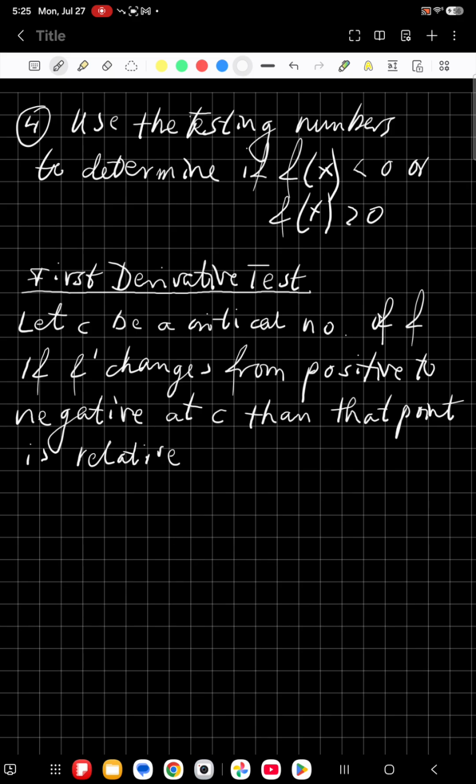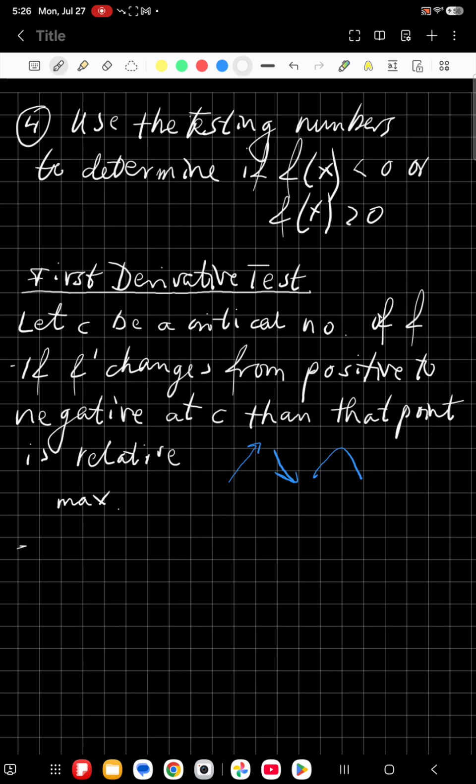Okay, so let's think about it. Maybe let's draw a little sketch here. So if f prime changes from positive, so we have positive, so it's going to be increasing, to negative, the function will look something like this. So I'll have a relative maximum. Then you can write the same part of the definition for the relative minimum. The function will be changing from negative to positive, then I'll have the minimum.